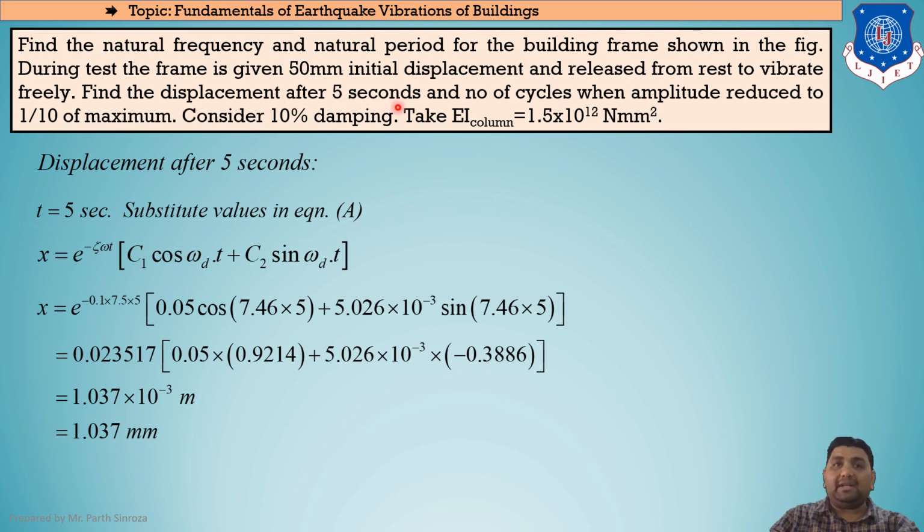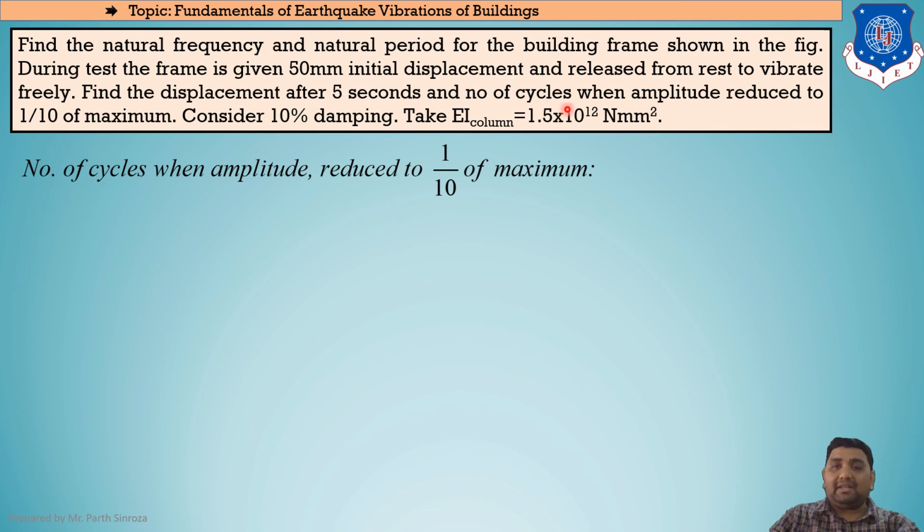Now we will be moving on to the second part, that is to find the number of cycles when the amplitude is reduced to 1/10th of maximum. So the first thing that we will be needing is the equation. The equation that we will be using is delta, that is the logarithmic decrement equation. So delta, the logarithmic decrement, is equal to 1 upon n ln x max upon x. x max will be our maximum amplitude and x will be the amplitude that was 1/10th. Clear?